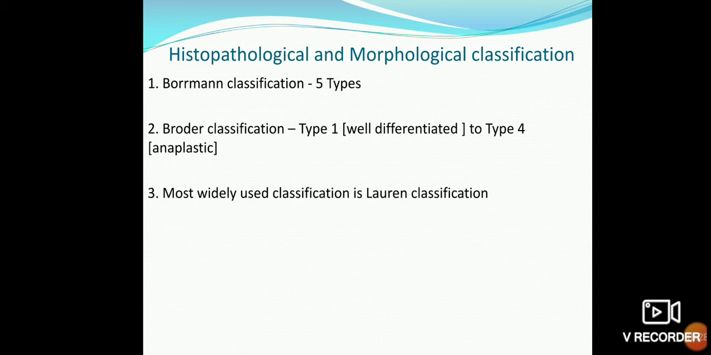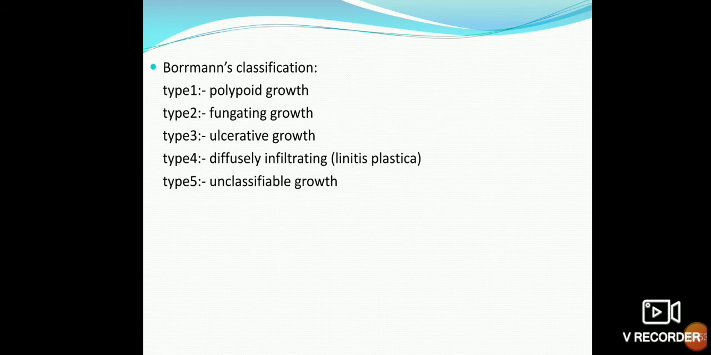Histopathological and morphological classification. There are various classifications for stomach malignancy, in which the histopathological and morphological classifications are important. Borrmann's classification has 5 types and is a morphological classification for advanced malignancies. Broders' classification includes type 1 well differentiated to type 4 anaplastic, and the most widely used classification is Lauren classification. In Borrmann's classification, type 1 is polypoid growth, type 2 is fungating growth, type 3 is ulcerative growth, type 4 is diffusely infiltrating, just like linitis plastica, and type 5 is unclassified growth.